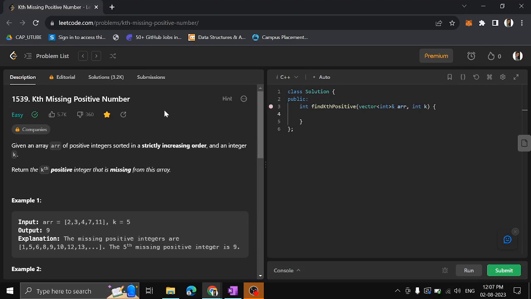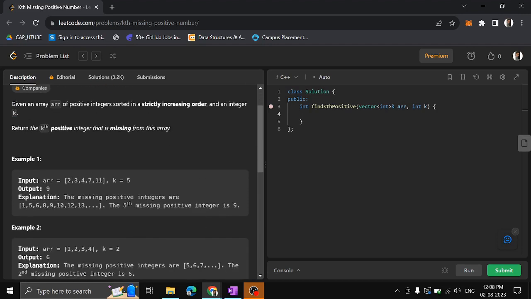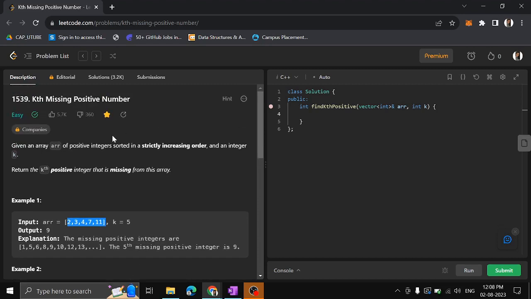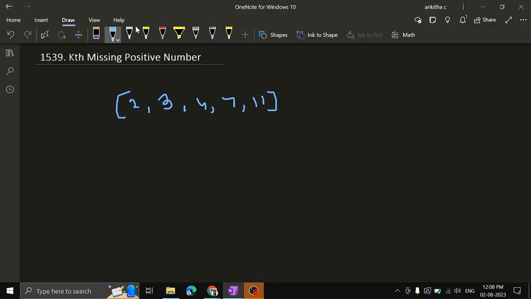Kth missing positive number. Given an array of positive integers sorted in strictly increasing order, and an integer k, return the kth positive integer that is missing from this array. You can see the given example here: 2, 3, 4, 7, 11. They say it's an array of positive integers, strictly in increasing order, and k equal to 5.